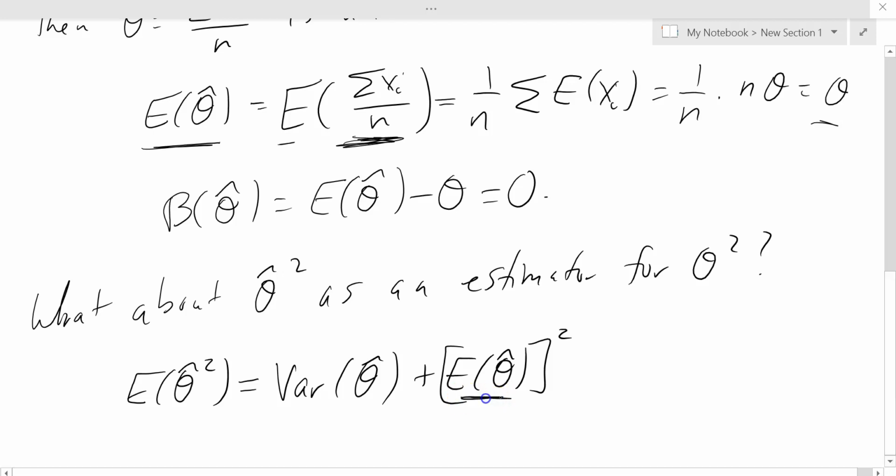We've already computed this. What is the expected value of theta hat? Theta, right? So this is the variance of theta hat plus theta squared.